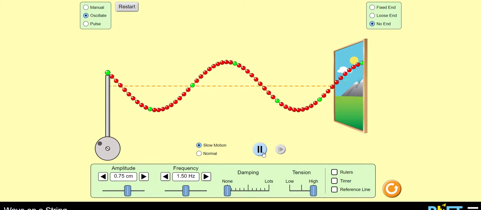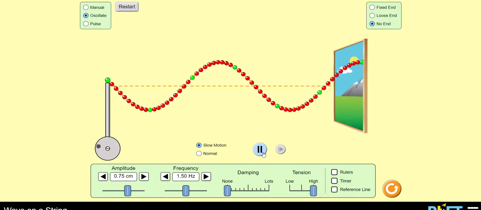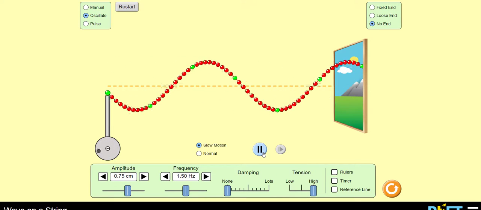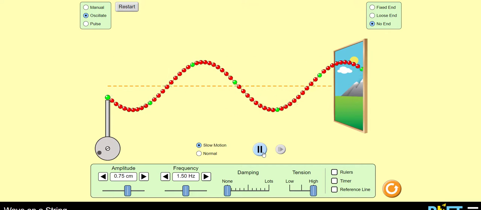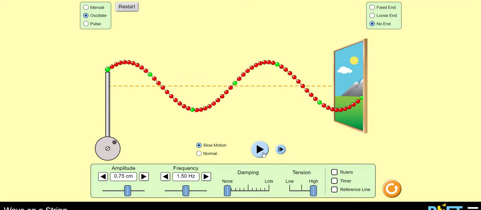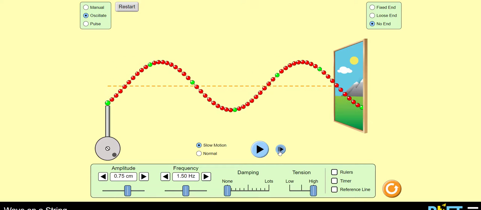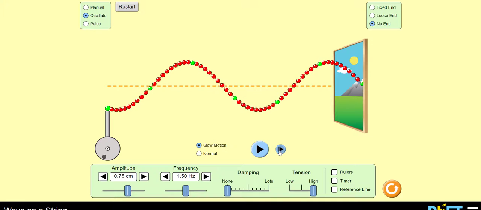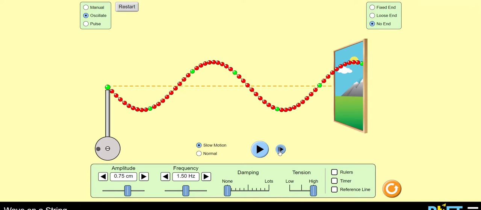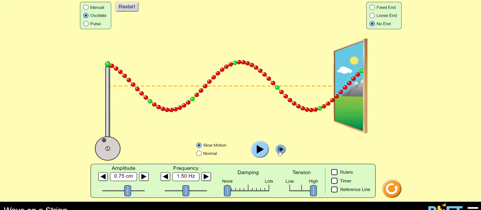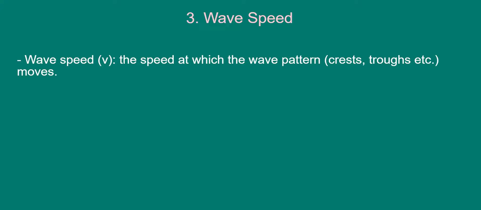Let's now turn our attention to the concept of wave speed and the wave equation. Returning to the simulation, it's probably obvious to you that as the wave travels to the right, the overall pattern of disturbance shifts to the right as well. This is seen most clearly if we evolve the simulation in super slow motion. You can see the crests and troughs moving right. The speed at which they move is known as the wave speed. Let's make a note of this.